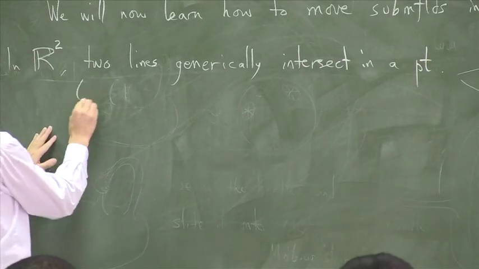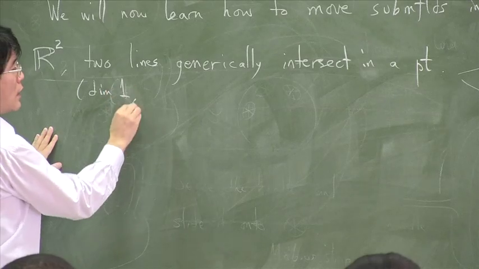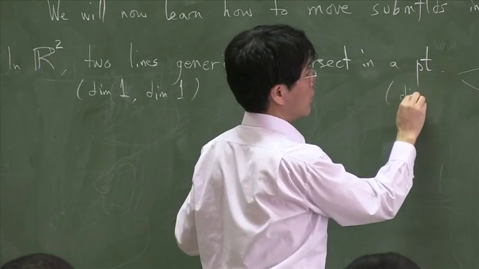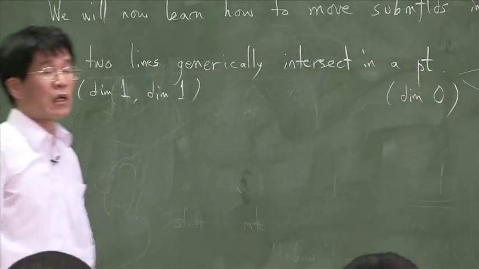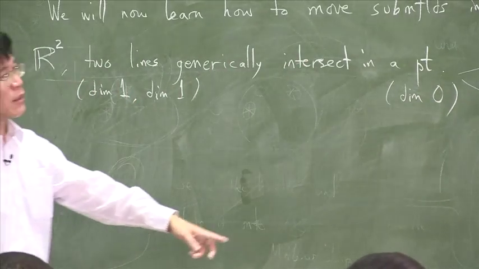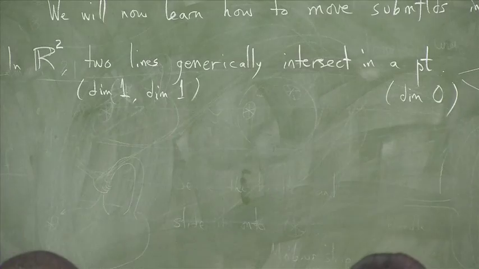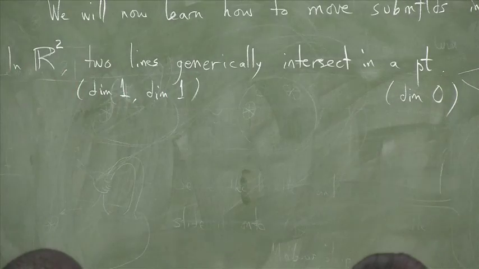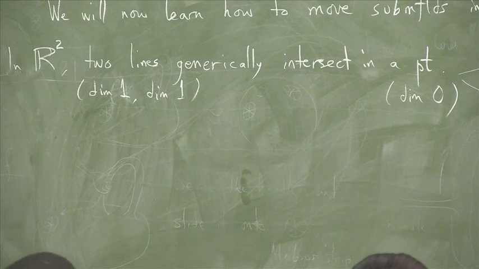Two lines have dimension 1 and dimension 1 each. The point has dimension 0. Do you see that 1 plus 1 minus 2 is 0? It turns out not to be an accident.